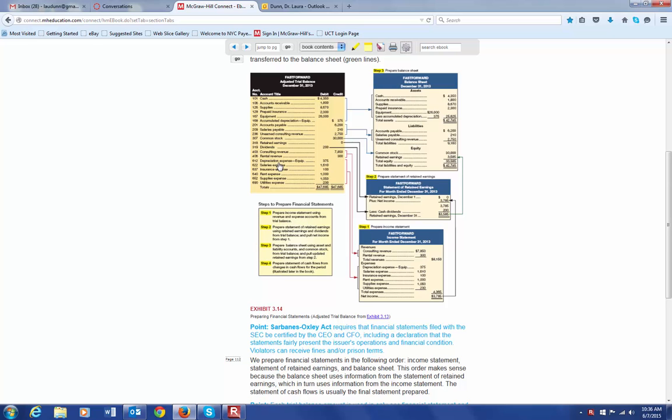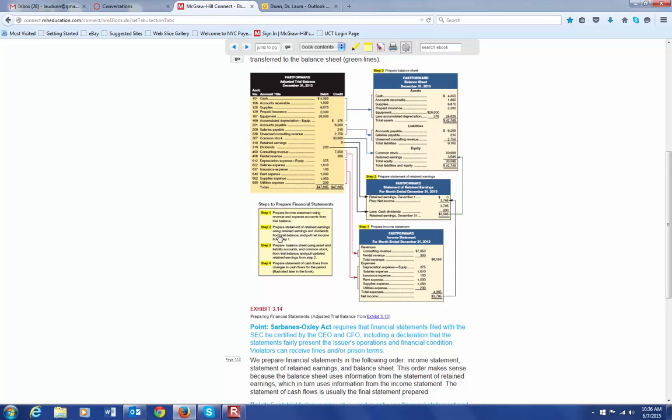So again, you have to know the definitions of your accounts. You have to know which ones are revenues and expenses. But here you can see that you put all your revenues at the top, you get total revenue, then you list all your expenses here, subtract the expenses from the revenue, and that's where you get net income. So all of those accounts can be taken right off your adjusted trial balance.